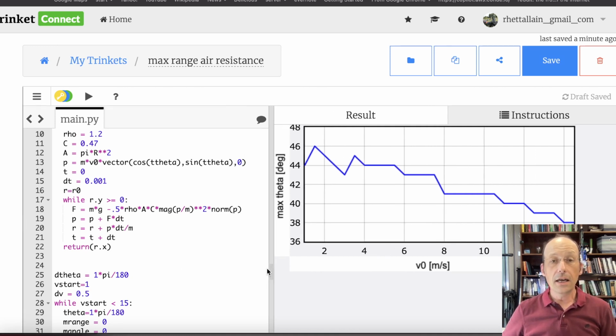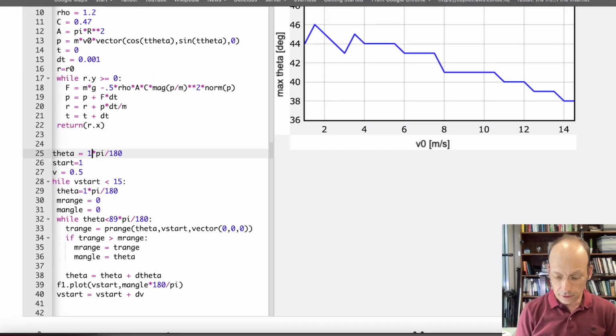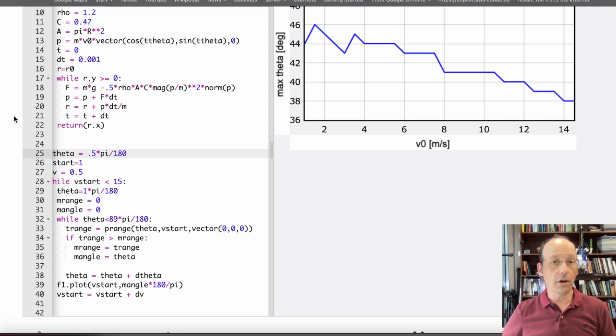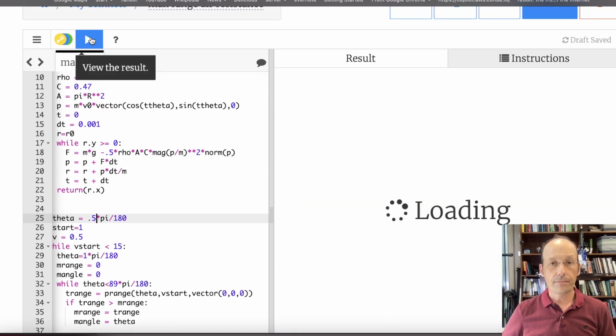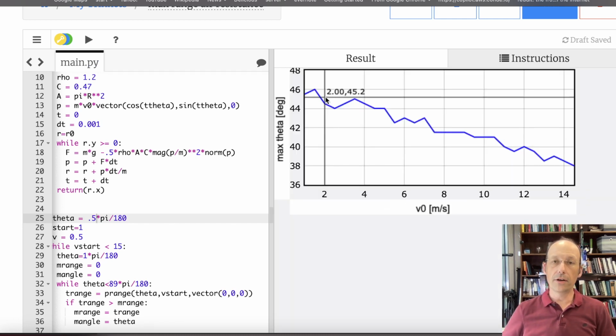Well, one way is we can increase the step of degrees. So here I have d theta is 1. What if I change this to d theta is 0.5? Now I'm going to have a lot more runs, right? It's going to take longer to run, but it'll give a better graph, I think. Yeah, so there you go.